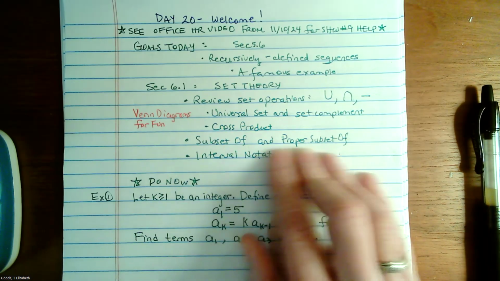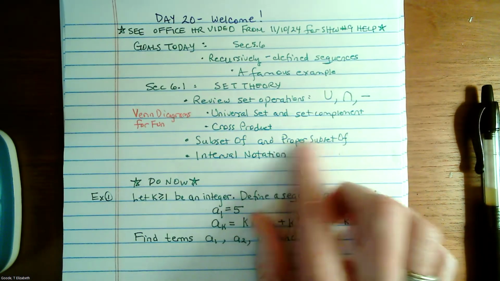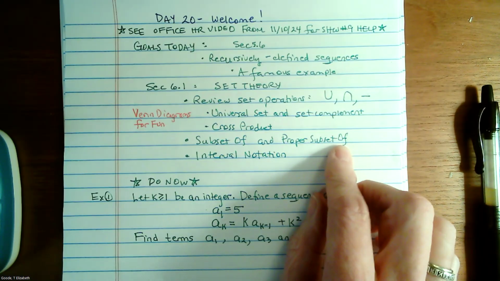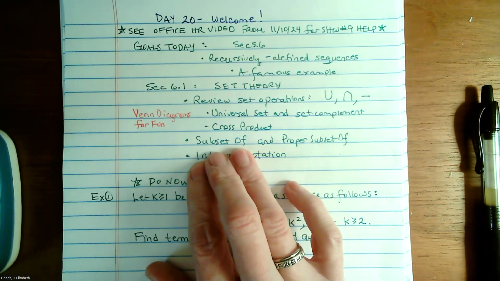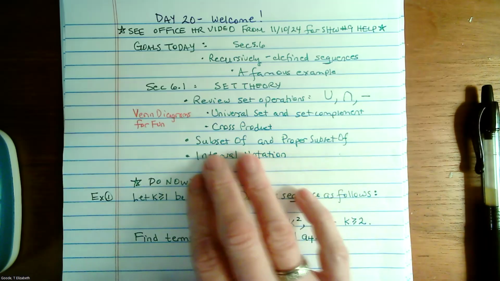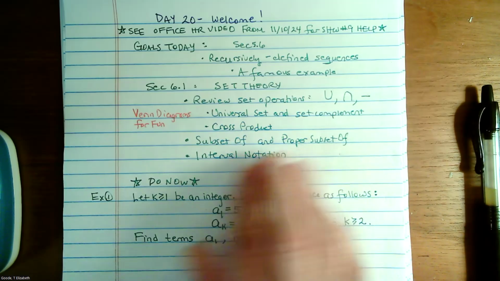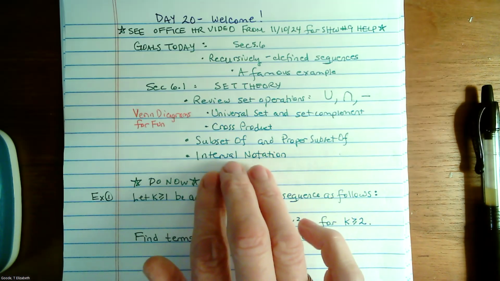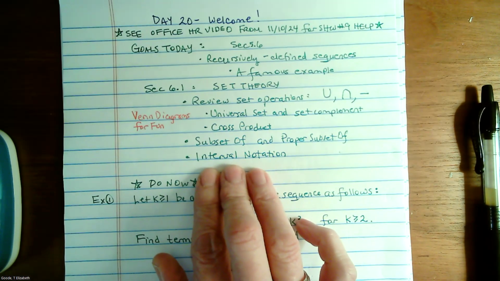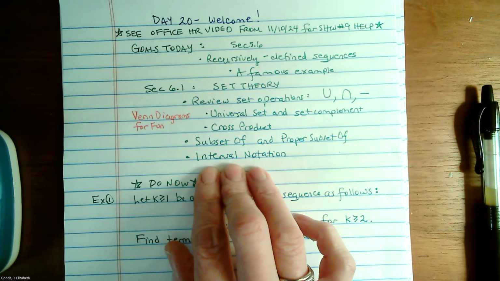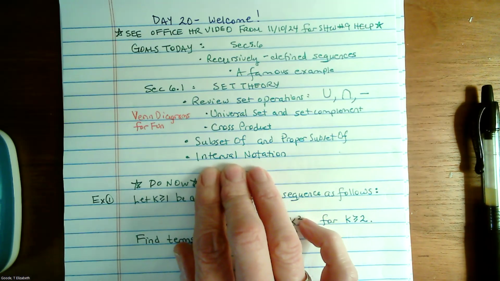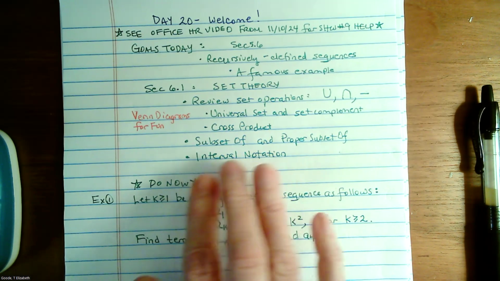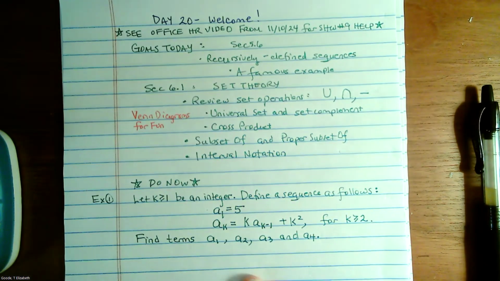We're going to review subset of and proper subset of. I don't think we've discussed proper subset of, but it's a very natural concept. It's kind of like the difference between less than or equal to and strictly less than. And we'll even see that reflected in the notation. And then we're going to review interval notation. And on Wednesday, we're going to pick back up with interval notation and talk about partitions and some interesting problems involving interval notation. So this is a really useful notation.